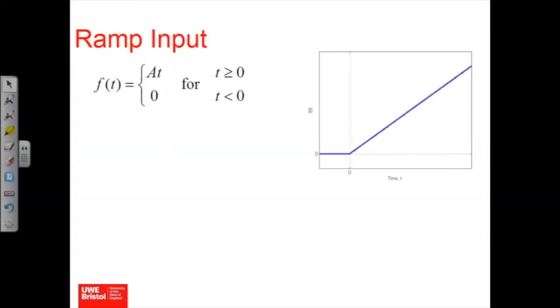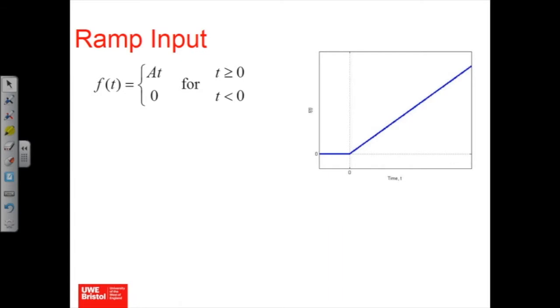Here's the ramp. Not surprisingly, it looks like a ramp. Again, it's a discontinuous function in time. It's non-linear. For values greater than or equal to 0, the output is simply a times the time. So a is the gradient. Excuse me, a is the gradient of that function.